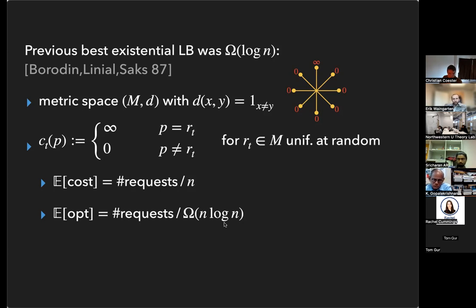And then the lower bound of log n follows by just taking the ratio of these two quantities. This is a standard application of Yao's minimax theorem. So instead of describing a deterministic request sequence, we describe a randomized sequence and then look at the expected cost of the online and offline algorithm on this random sequence.